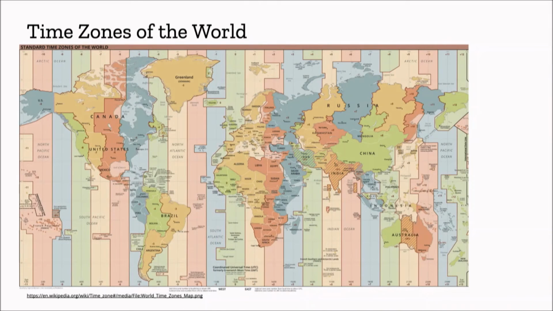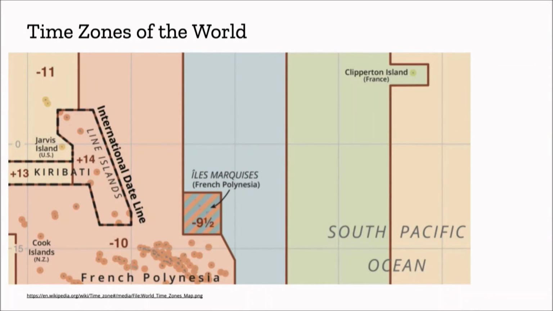So time zones are extremely fun to work with. They cover the whole world, if you didn't know. They range from minus 12 hours GMT to plus 14 hours GMT. And they're not always right on the hour. There's some really fun ones, such as the French Polynesian islands here, which are minus 9.5 hours. And one of my other favorites is Jarvis Island, which is at minus 11, which is right next to the islands that are plus 14.